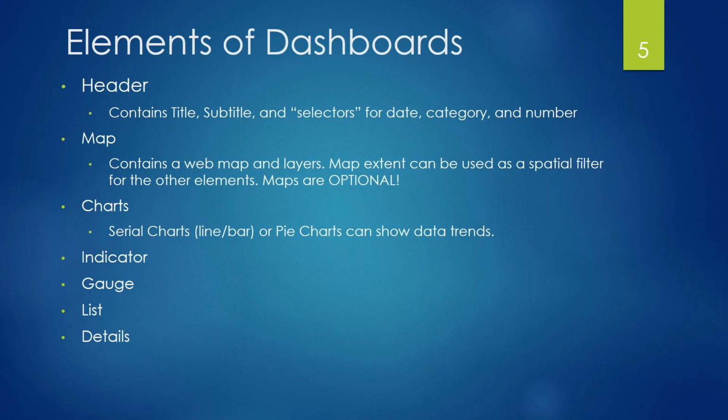So the header contains the title, subtitle, and selectors. Selectors are basically drop-down filters. So you can have those for date, so either a single date or a date range, category, and numbers.